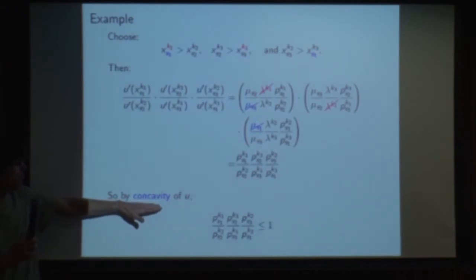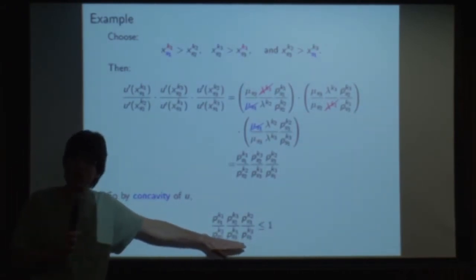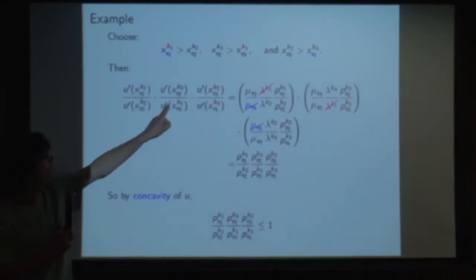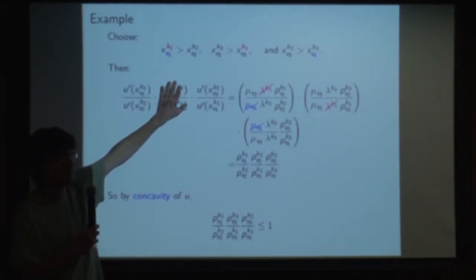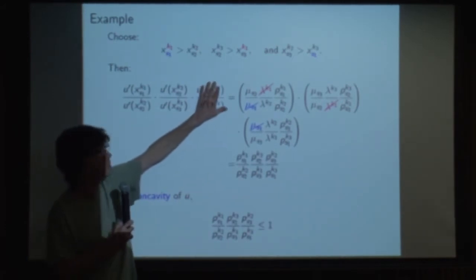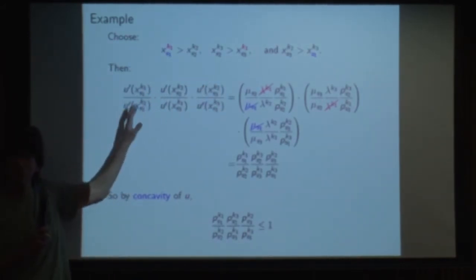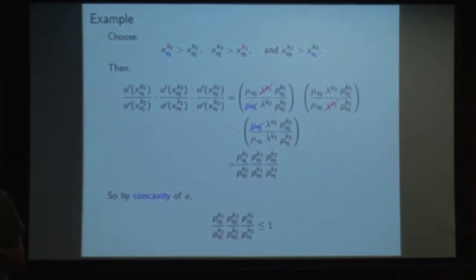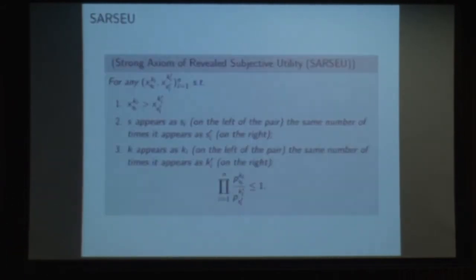So the concavity of U tells me that this ratio has to be smaller than 1. Why? Because I picked this guy greater than this guy, so this is smaller than 1. This guy greater than this guy, so this is smaller than 1. This guy greater than this one, so this is smaller than 1. So the product of terms smaller than 1 is smaller than 1, and therefore this must be smaller than 1. All right? So that's the axiom.